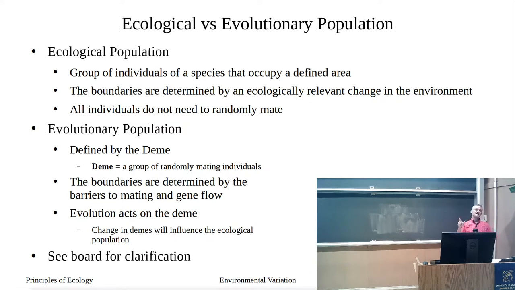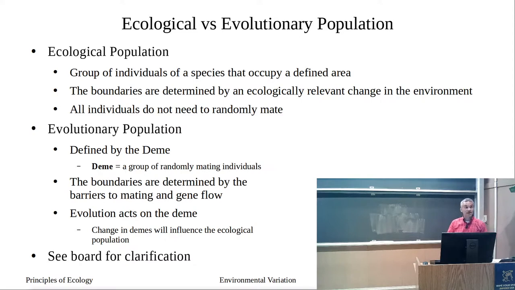Why is randomly mating important? Genetic variation. What concept had an assumption that our individuals are randomly mating? Hardy-Weinberg. Hardy-Weinberg also had the gene flow, which is probably what's going through your head. So yes, we talked about Hardy-Weinberg equilibrium.